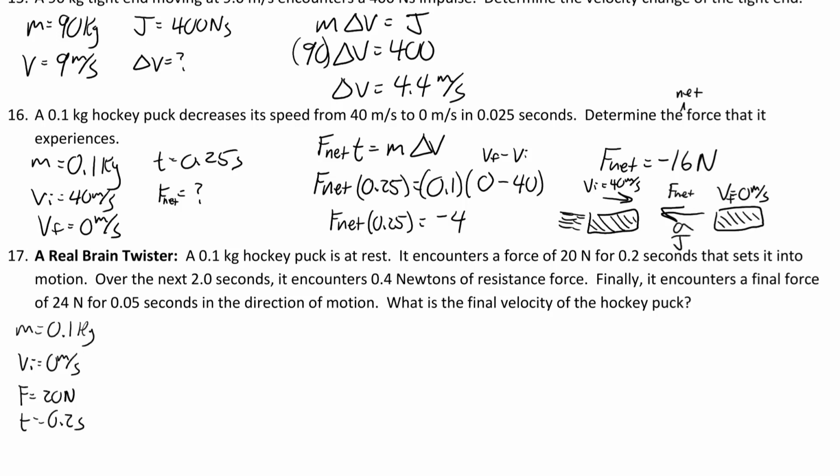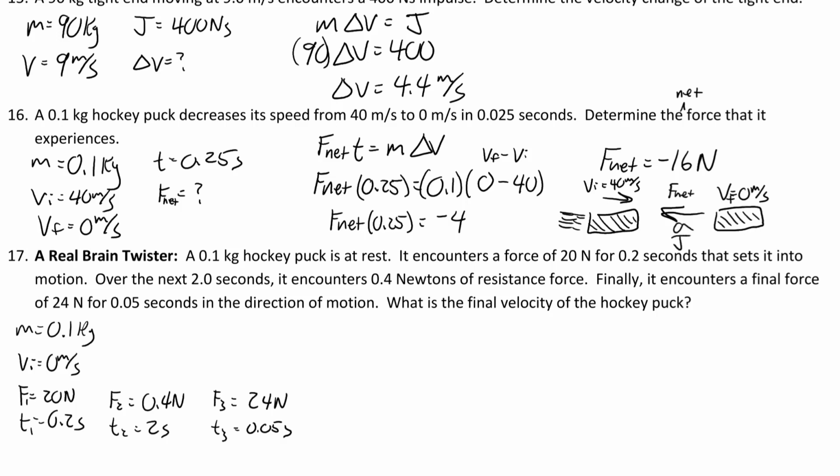Over the next 2 seconds, it encounters 0.4 newtons. This is like F1 and time 1; F2 is 0.4 newtons, a resistance force acting on it over the next 2 seconds. So maybe there's very slight friction between the ice and the rubber puck. Finally, it encounters a final force, F3, of 24 newtons for 0.05 seconds in the direction of its motion. That's interesting, they're giving you a clue here. Maybe we missed something in terms of the direction of these forces.